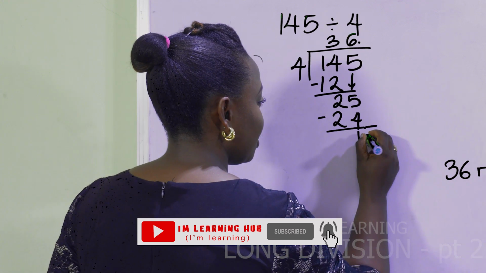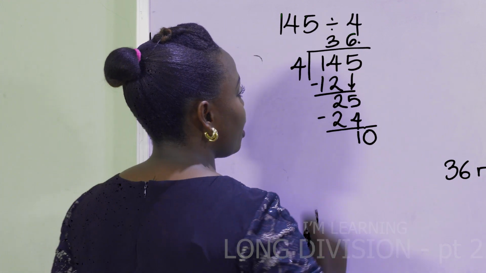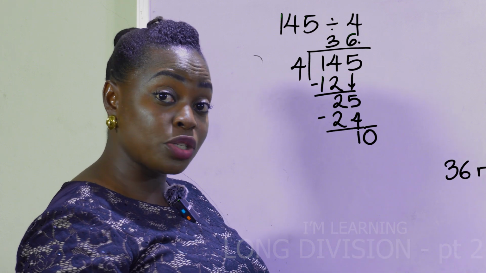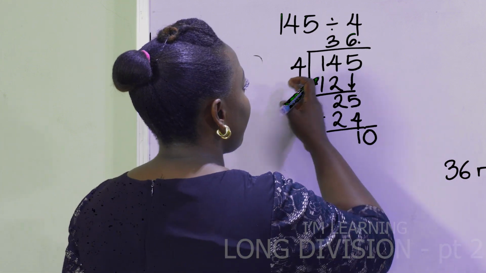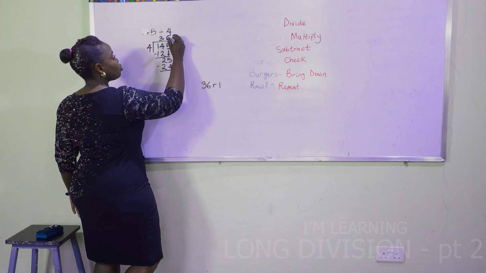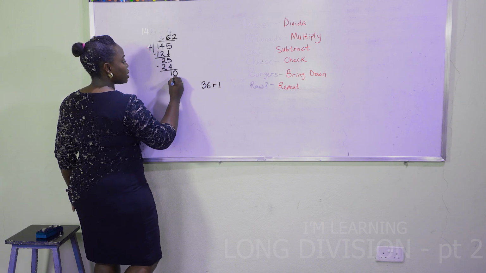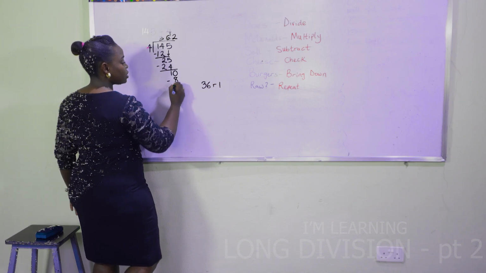Isn't that fantastic? So I can put a 0 here, and then I have 10. Now let's start the process all over again. 10 divided by 4 is 2. 4 times 2 is 8. 10 minus 8 is 2.